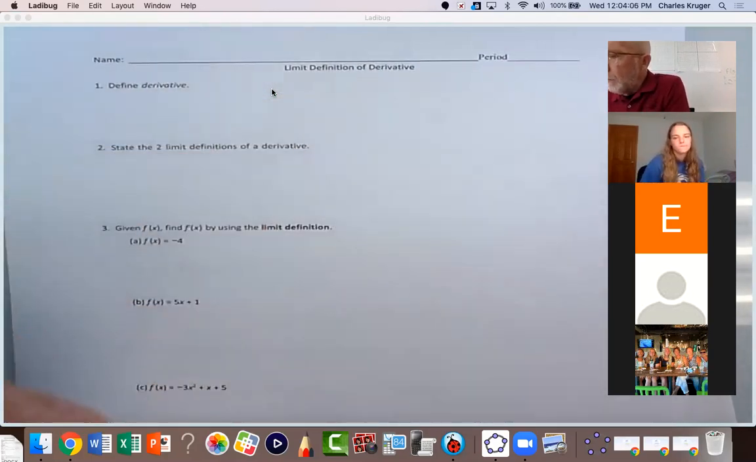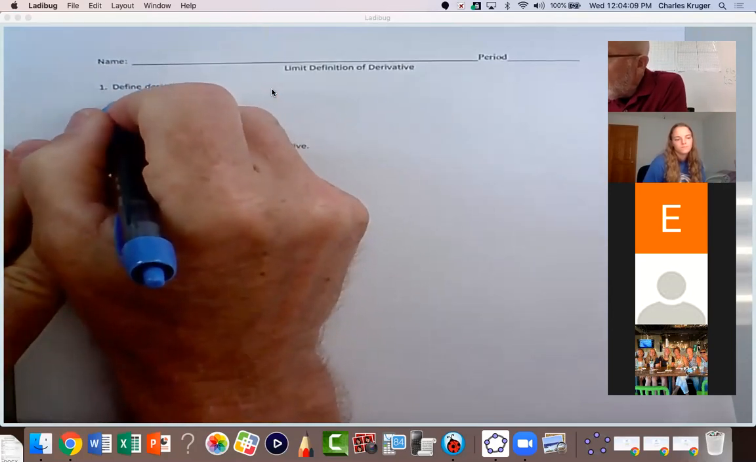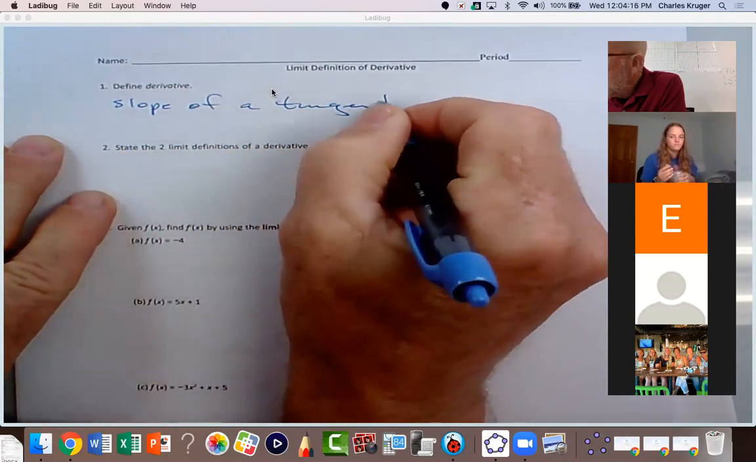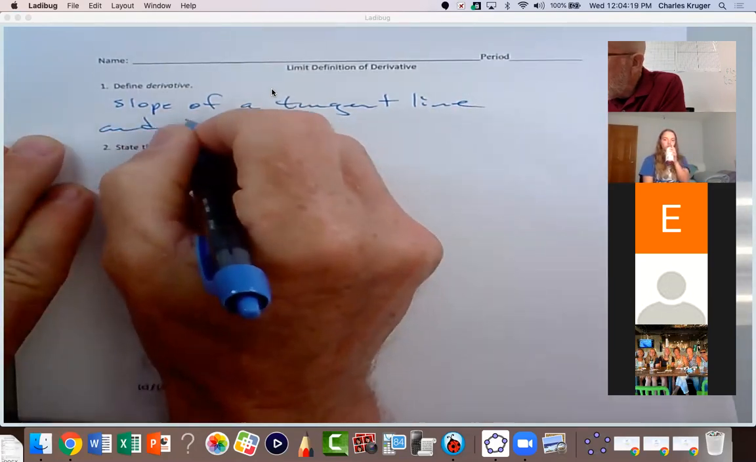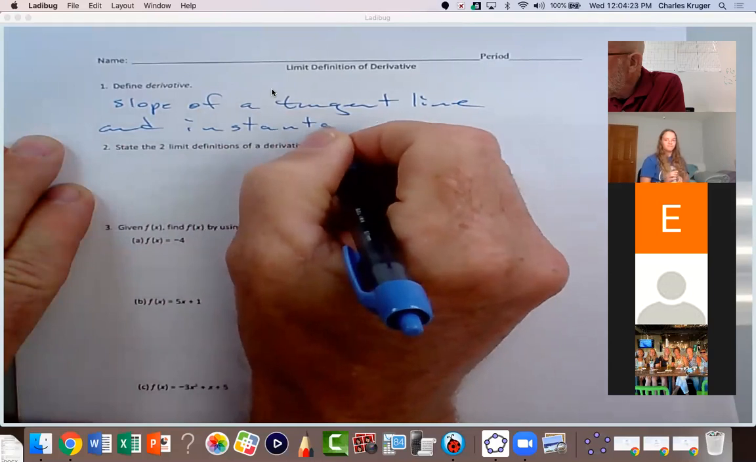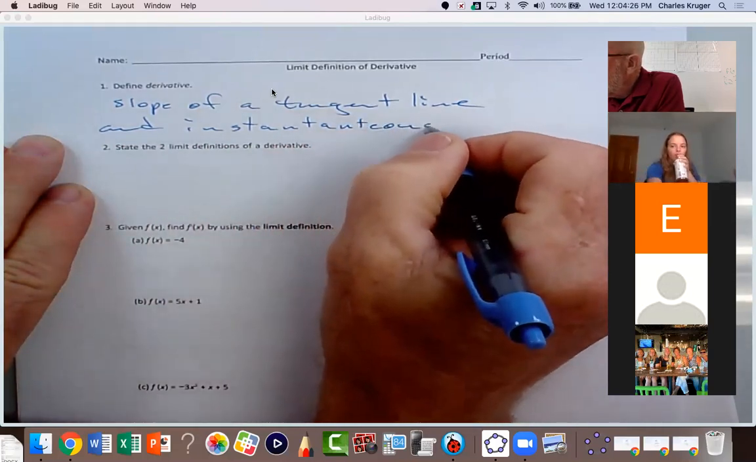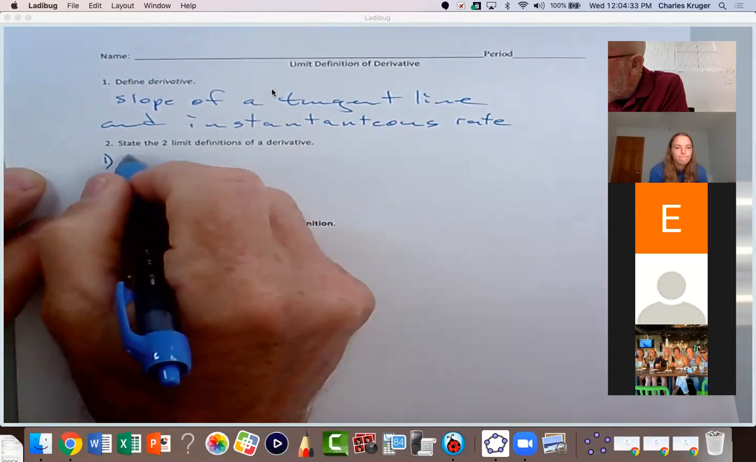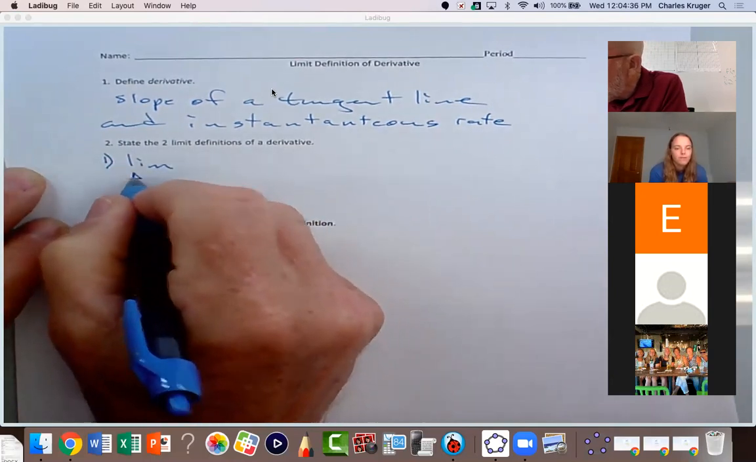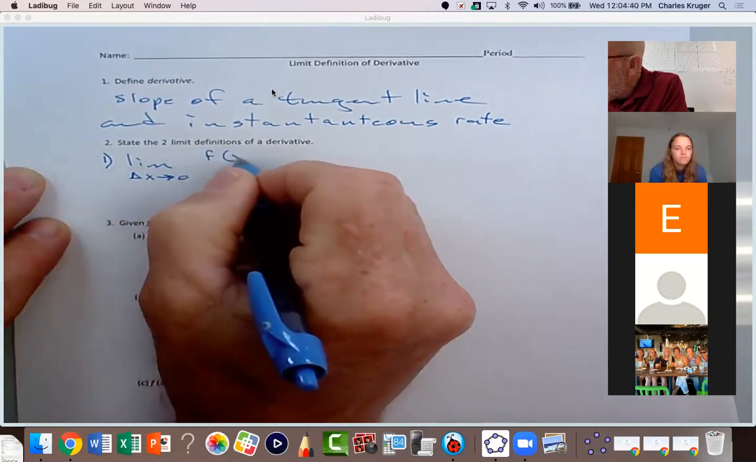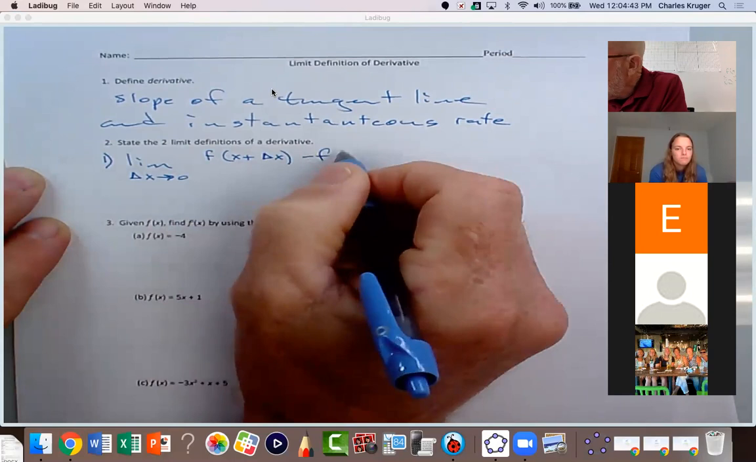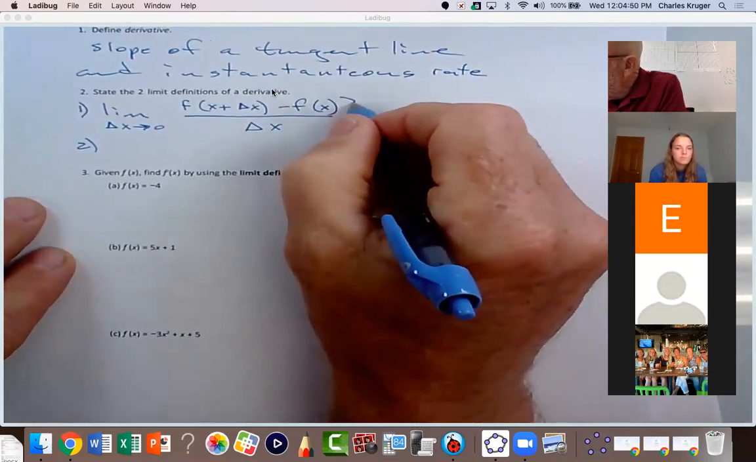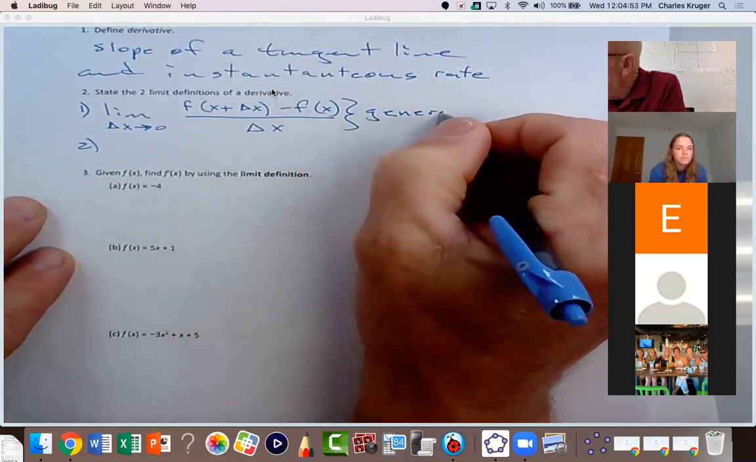Define a derivative. A derivative is the slope of a tangent line, and an instantaneous rate. State the two limit definitions of a derivative. The first one, you can either use h or delta x. I'll use delta x in this case. It's the limit of f of x plus delta x minus f of x, all over delta x. By the way, this gives us the general derivative, or the derivative formula.